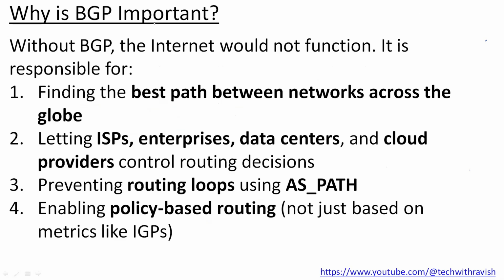Now, what are the main functions of BGP? Without BGP, the internet cannot function, and it is also responsible for finding the best path between networks across the globe. For the global routing table, the internet finds the best path on behalf of BGP, because this is the only protocol that runs over the internet. It provides control over routing decisions to ISPs, enterprises, data centers and cloud providers. It prevents routing loops using the AS path, and also prevents loop formation within multiple AS numbers. It enables policy-based routing, not just metrics.